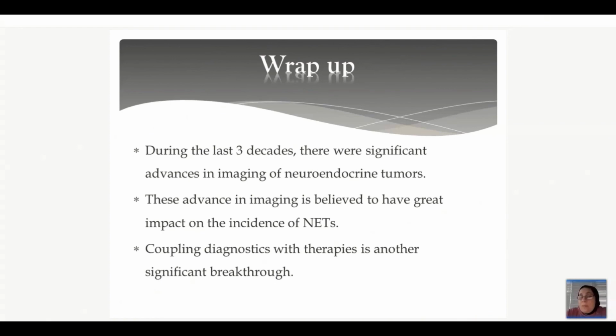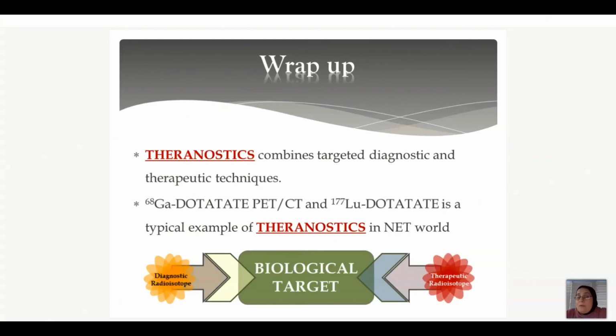So to wrap up, during the last 3 decades at least, there were significant advances in imaging of neuroendocrine tumors. And I truly believe that these advances have greatly impacted the incidence and the management of neuroendocrine tumors. And the coupling of the diagnostics and therapies of these tumors, these targeted therapies, is a significant breakthrough, right? Theranostics is a new term, not a new concept, but it combines diagnostics with therapeutic techniques like we discussed.